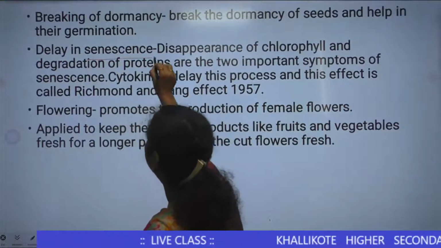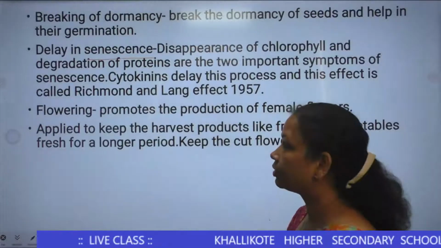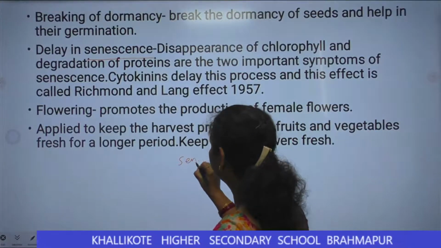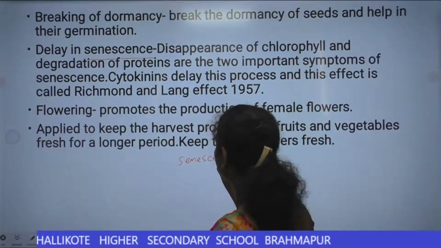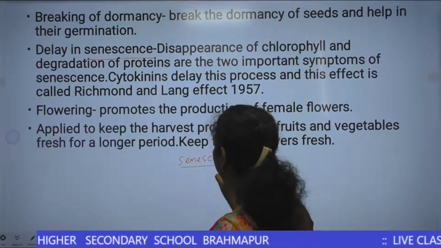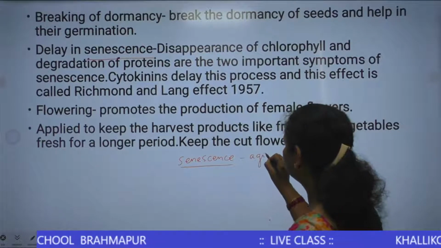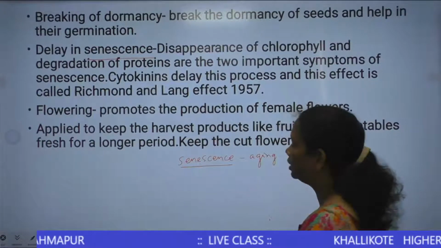The important function of cytokinin is also the prevention or delay of senescence. So, the prevention or delay of senescence is an important activity again for cytokinin. So, what is senescence?